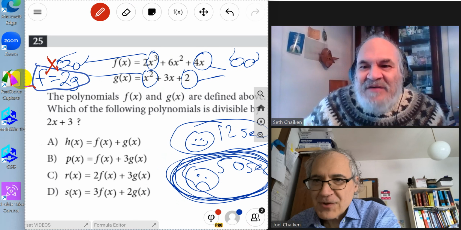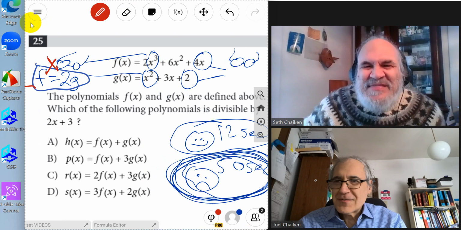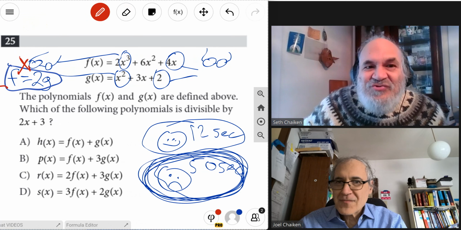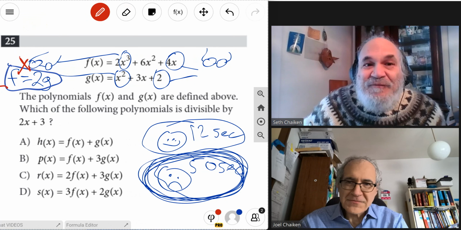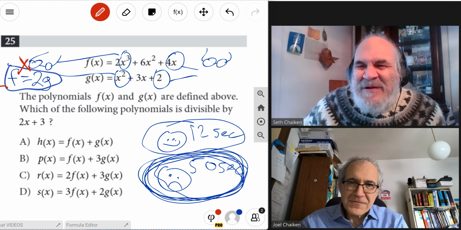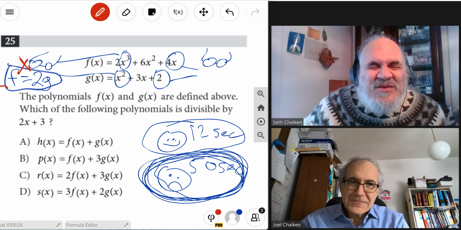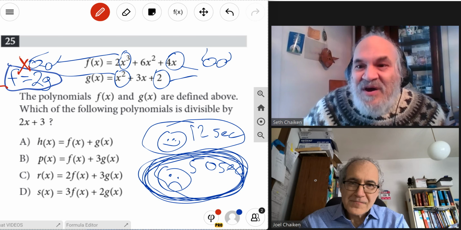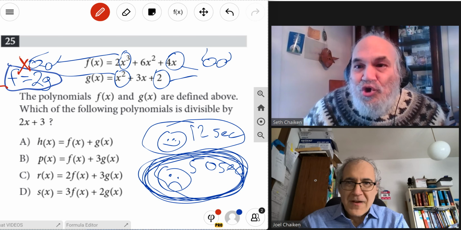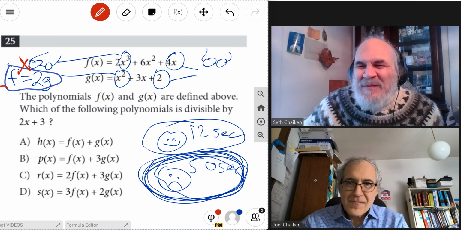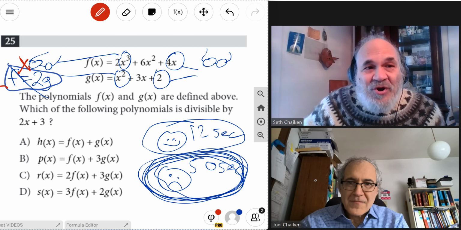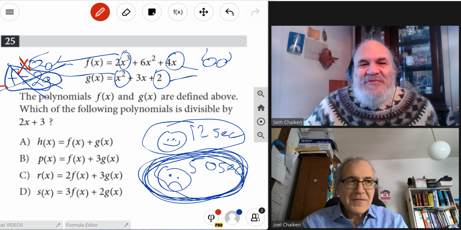I know. The term at the end is 2 for g and 4 times x for f. And to make it even worse, the first term of g is x squared, and the second term is 2 times x cubed. This is wrong.